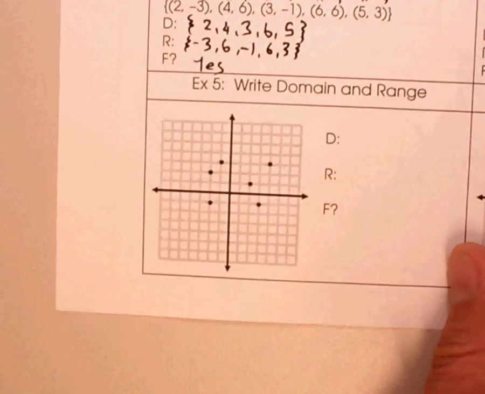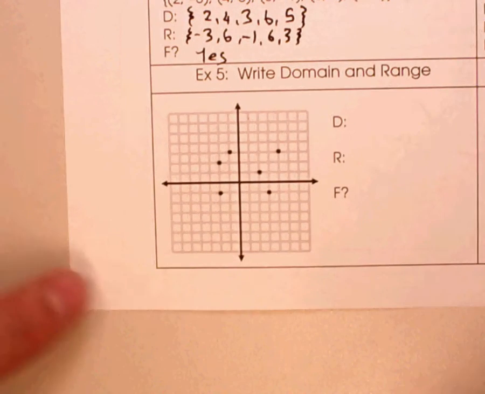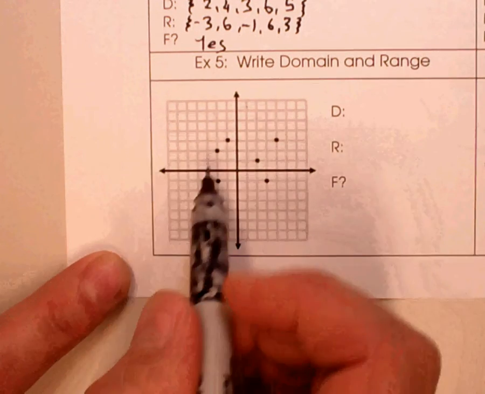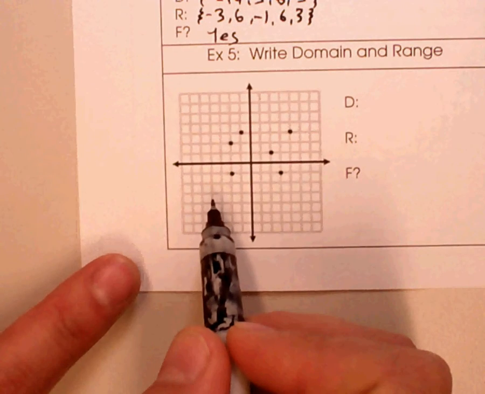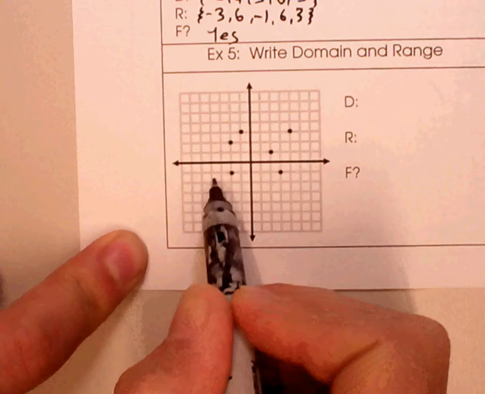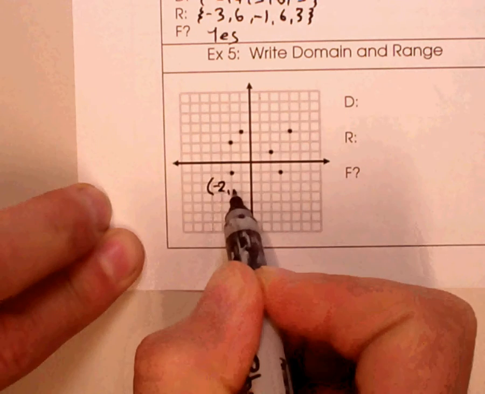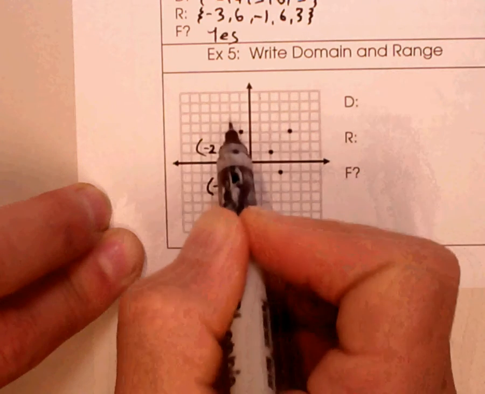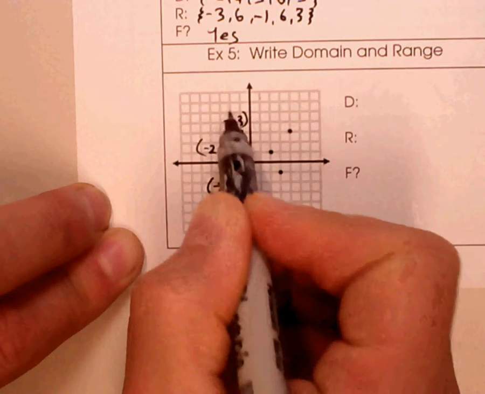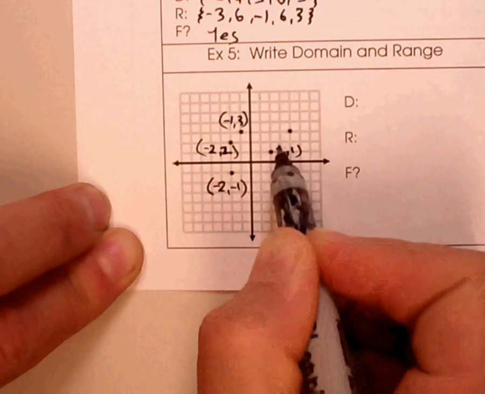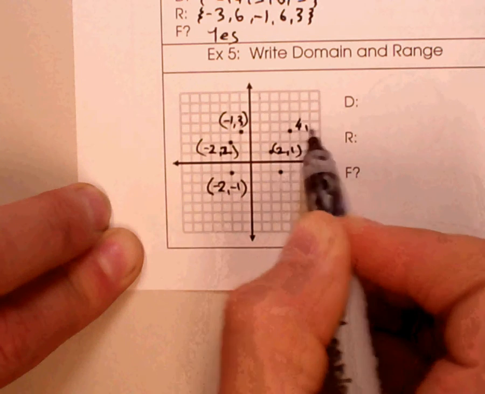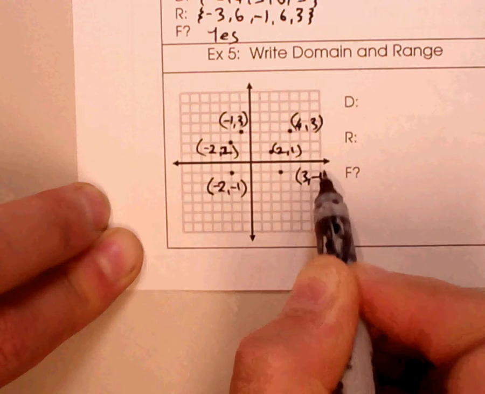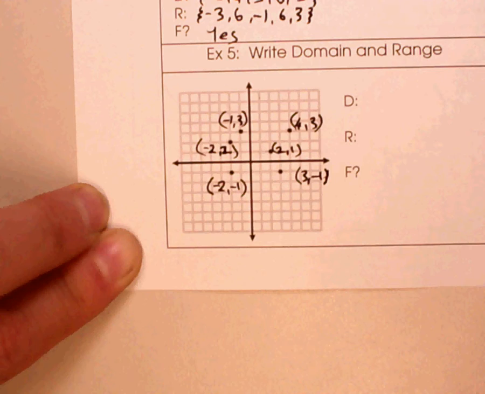Example 5. On this example, we are going to try to list our domain and range, but we need to first identify the points on the graph. I want to write the coordinates on each of them. My coordinates are, for this one, x -2, y -1, x -2, y 2, x -1, y 3, x 2, y 1, x 4, y 3, and x 3, y -1. All we have to do is to list our domain and range.